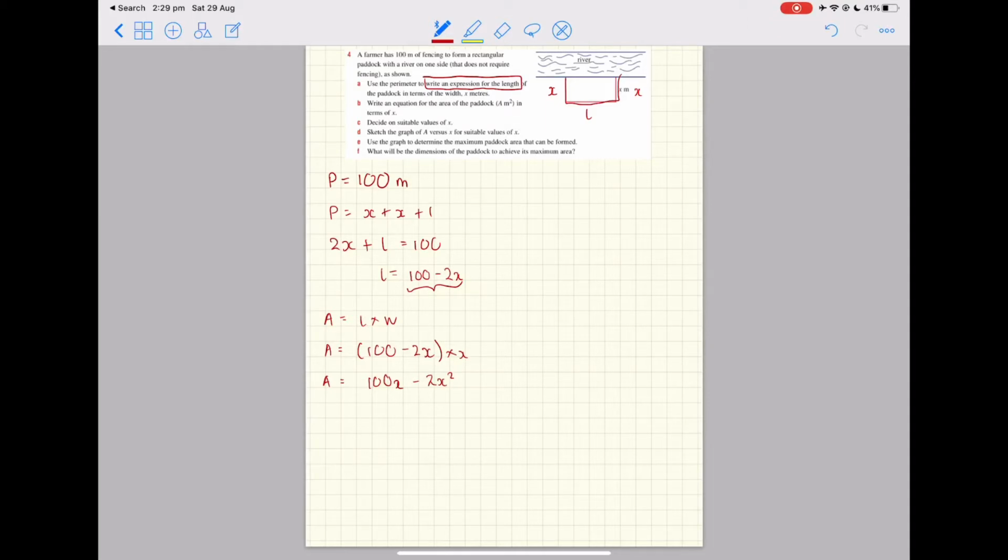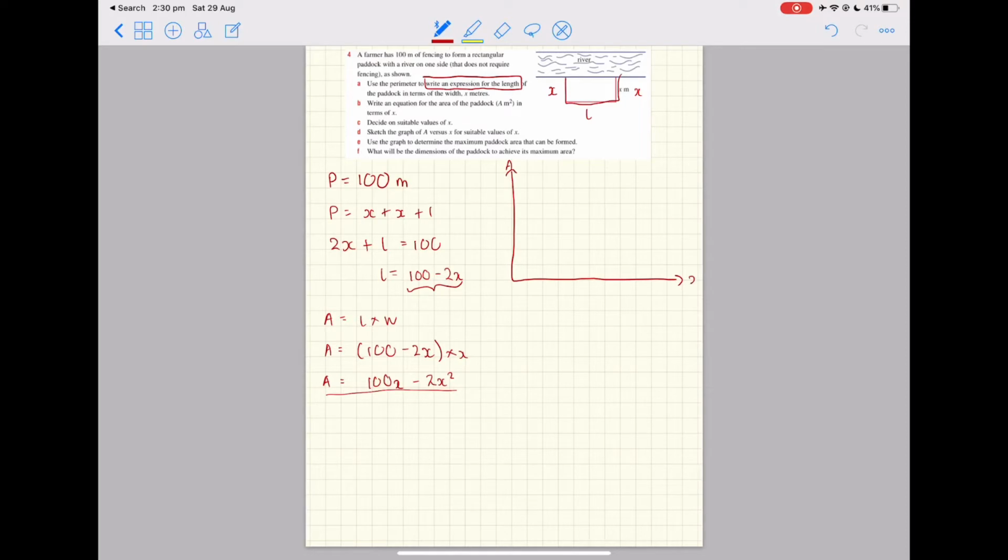Now, for part C, it asks you to find the suitable values of x, but I always recommend skipping that question and always graphing it first, so that you can easily see what values are considered to be suitable. So let's move to part D, where part D wants you to sketch a graph for this particular equation. Because it's an application type question, I'm only going to draw the positive y values and the positive x values, because you can't have a negative area. So I don't draw negative y values, and you can't really have a negative width as well. So that's why I don't include negative x values.